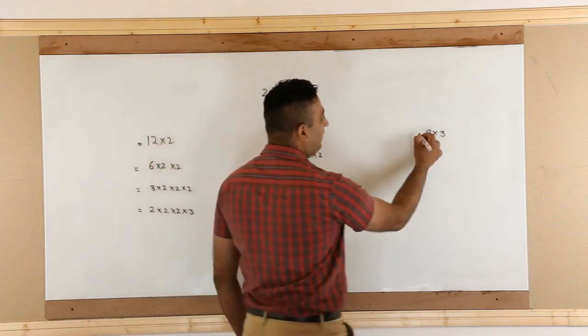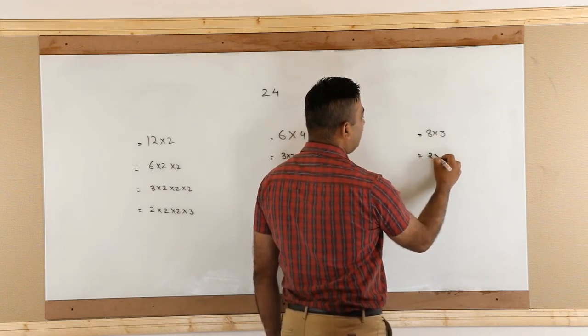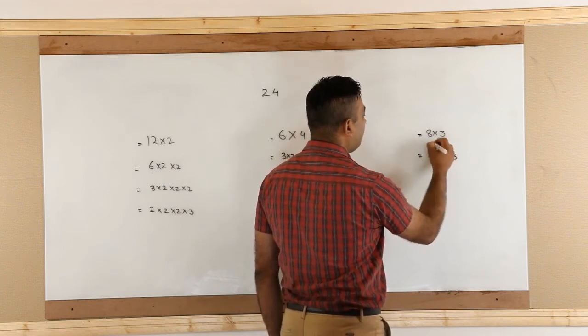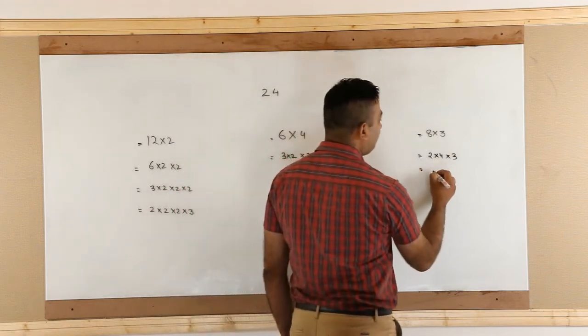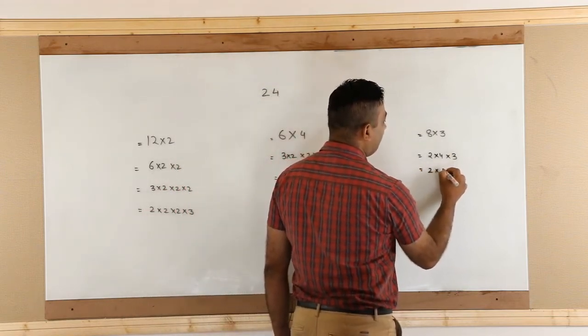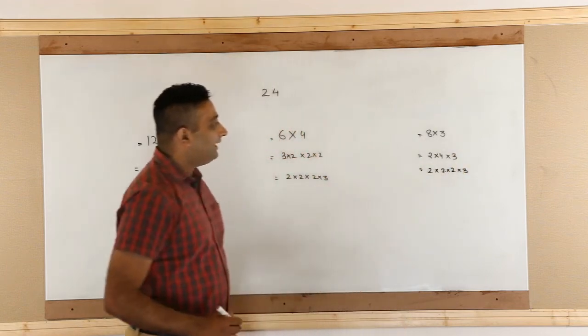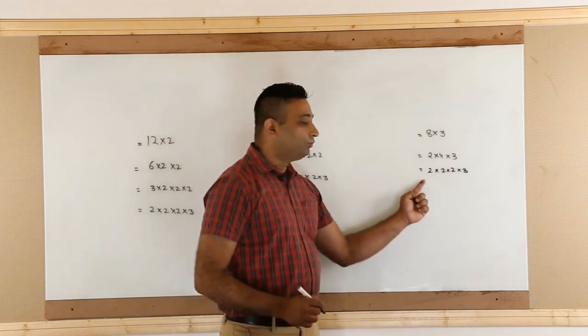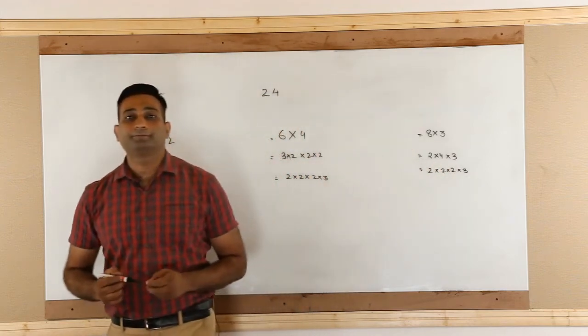Now, let us simplify 8 multiplied by 3. We can write 8 as 2 multiplied by 4. Now, we can further simplify it to write 4 as 2 multiplied by 2. So, we can write 8 multiplied by 3 as 2 multiplied by 2 multiplied by 2 multiplied by 3.